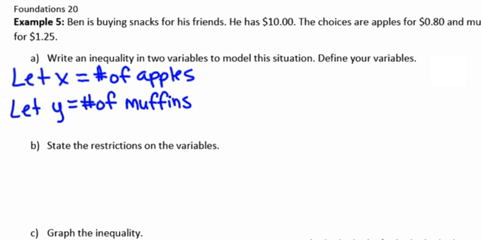If we cannot buy anything worth more than $10, we know we're limited to that. We can pay for this food and equal exactly $10 because we have $10, but Ben can't pay more than that. So right now I know there's a less than or equal to. It's 80 cents per apple plus $1.25 per muffin, which will be less than or equal to $10. So 80 cents times the number of apples that I buy plus $1.25 times the number of muffins that I buy has to be less than or equal to 10 because Ben, not me, Ben only has $10.